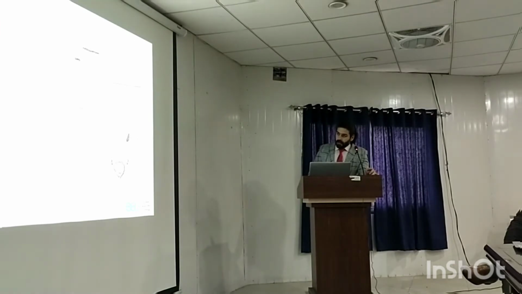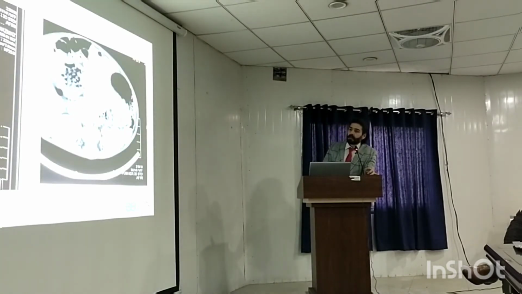So this is the 3D picture, which shows the bladder stone here, and the kidney stones. It is almost a complete staghorn stone, and here is the bladder stone. This is a CT KUB plain. The whole pelvis is filled with the stone, and the lower pole stone as well.